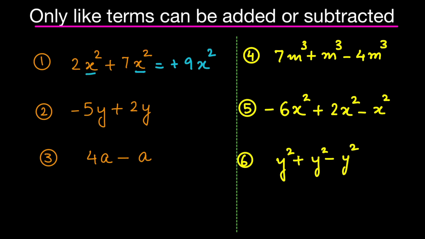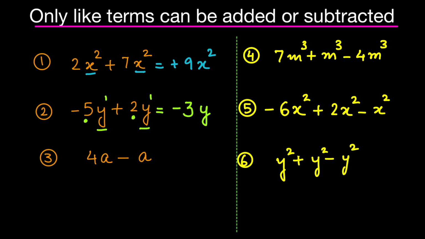Now the next example. Here we see the variable y and their exponents are 1 and 1. So they are the same. So these are like terms. First we write y and then we see these numbers. Minus 5 and positive 2, sorry. Minus 5 and positive 2 will together be minus 3. So this is the answer.